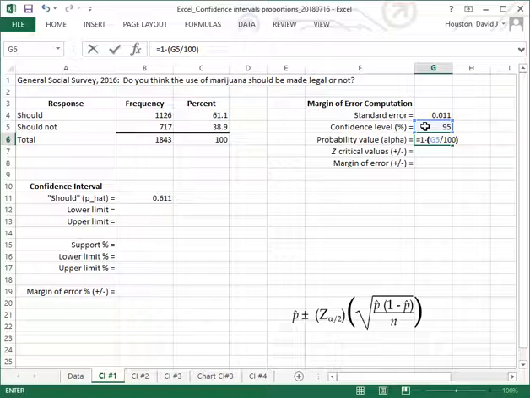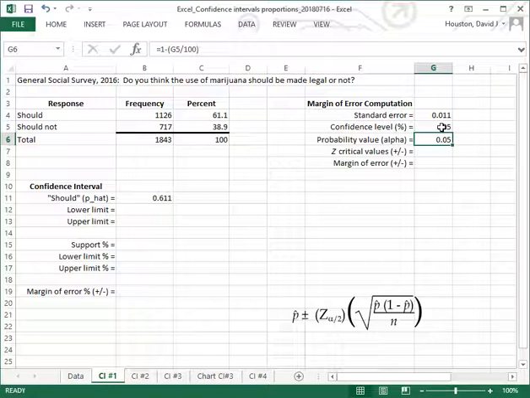And what we should see here, if we've done this properly, is a value of 0.05. If I change it to the 90% confidence level, the result should be 0.10 for the probability value, and it is. Or if I go to the 99% confidence level, the result should be 0.01 for the alpha value, which it is. Let's go back to the 95% confidence level as a standard for us.